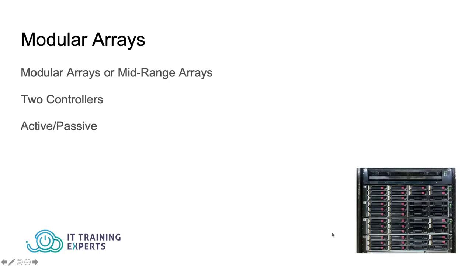Another big architectural difference with modular arrays is they're typically, not always the case, but typically active-passive in design. And I mean active-passive from a controller perspective. And we'll dig into more of this in a later slide. Active-passive in my book means that there's no load balancing between controllers, at least in the traditional sense.